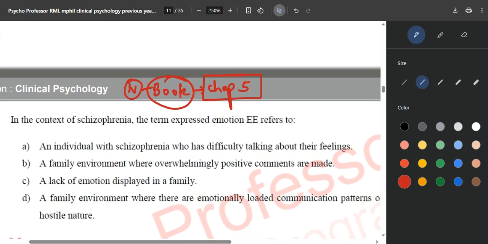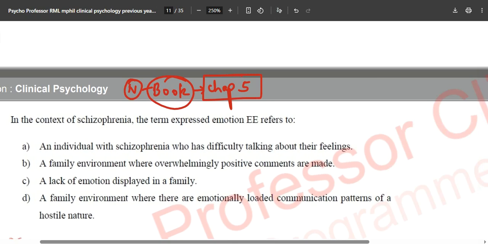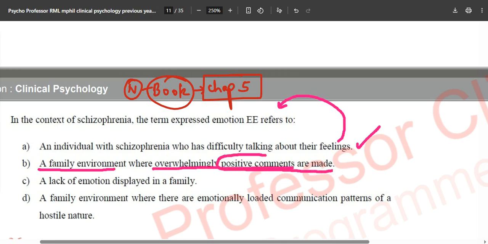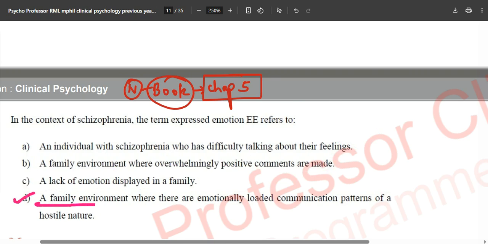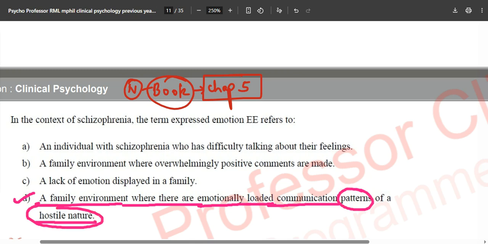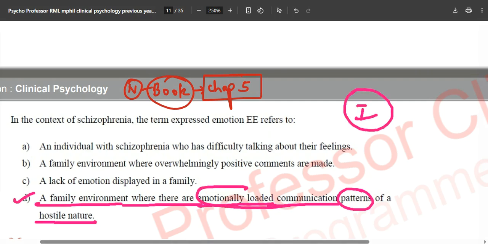In the context of schizophrenia, what do you think is going to be the correct answer? Option A: an individual with schizophrenia who has difficulty talking about their feelings. Is it about expressed emotion? Option B: a family environment where overwhelmingly positive comments are made. Option C: a lack of emotion displayed in a family. And option D: a family environment where there are emotionally loaded communication patterns of a hostile nature. I hope you know the meaning of hostile. And if you are in India, you of course know about emotionally loaded communication patterns in your family.